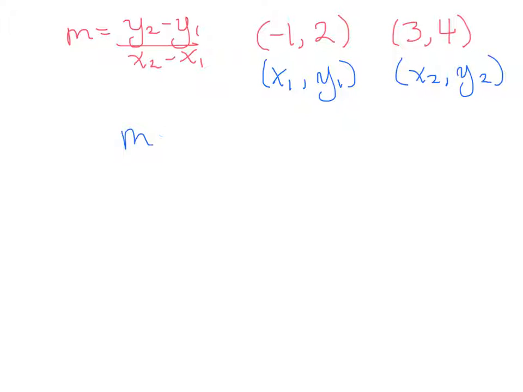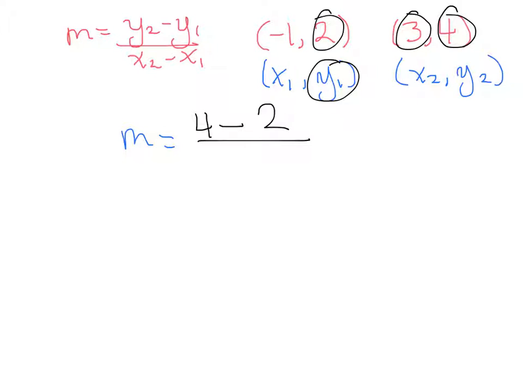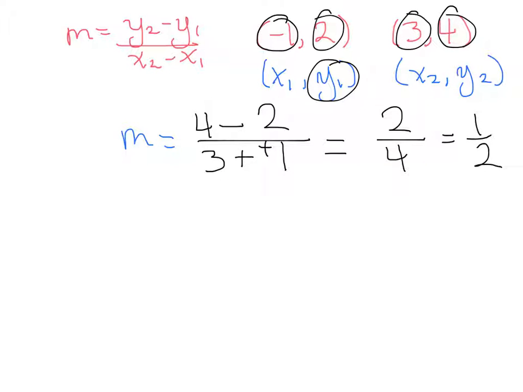So then I would take it and plug it into the formula and say m is equal to y2, which is, here, I'll circle these in black. y2 is 4, so I'm going to say 4 minus y1, which is 2, over x2, which is 3, minus x1, which is a -1. And of course, because I have 3 minus a -1, I want to change those both to plus signs. And then I would get 4 minus 2 is 2, 3 plus 1 is 4, and then I would want to simplify and make it 1/2. So the slope of the line that goes through point -1, 2 and 3, 4 would be 1/2.